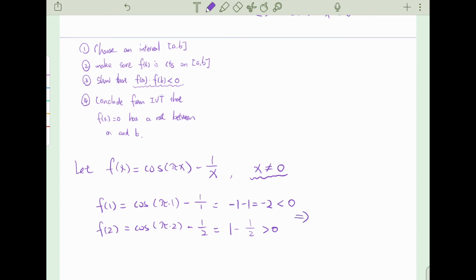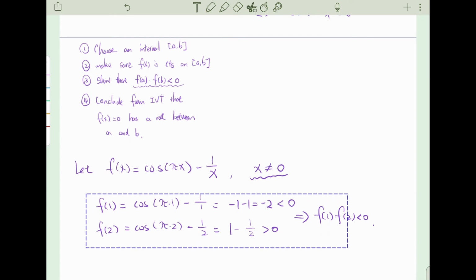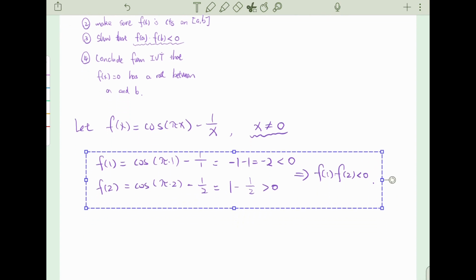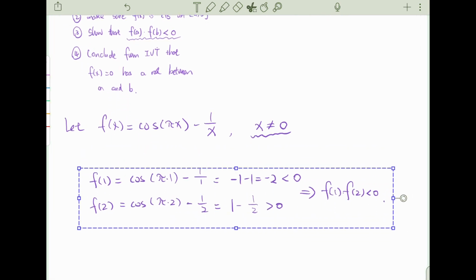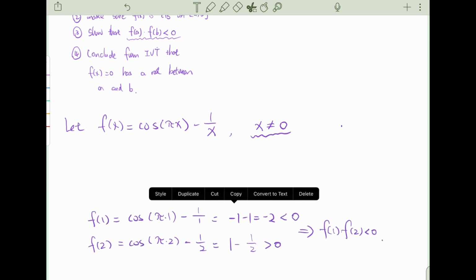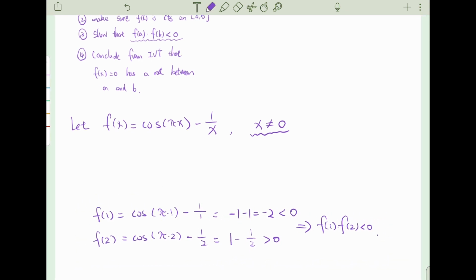And then apply the intermediate value theorem. So f(1) times f(2) is less than 0, right? But I don't know that. I don't know I should choose the interval 1, 2 before I try this out. So that's why I said this is a constructive proof. So I'm gonna fill out the gap here, right?